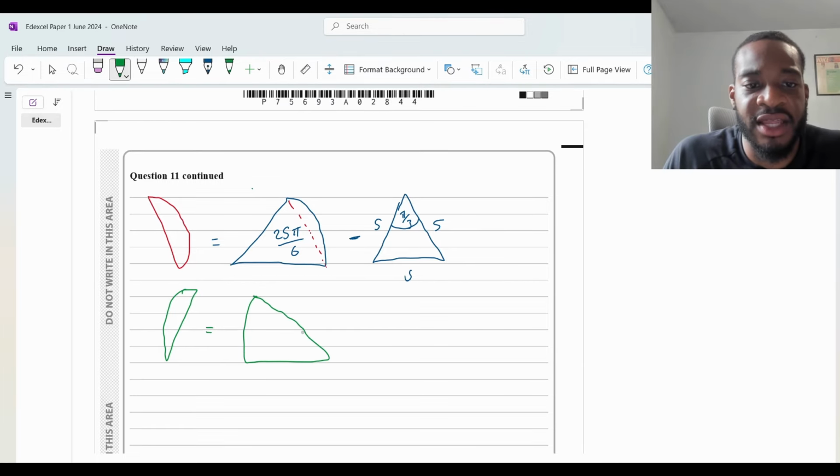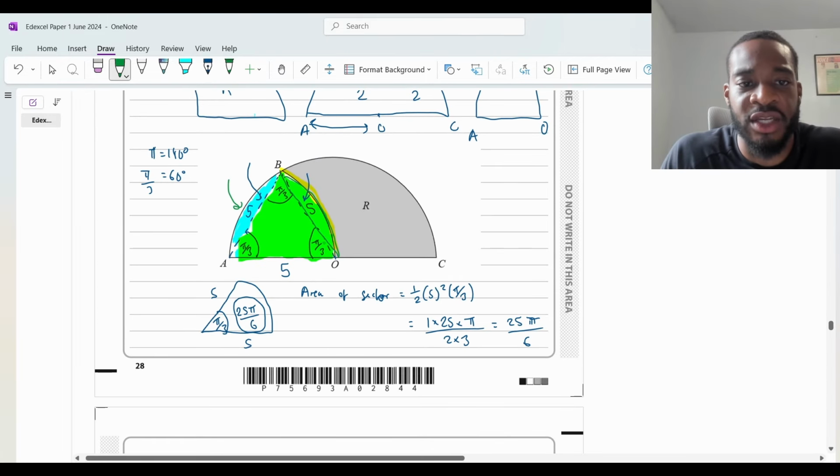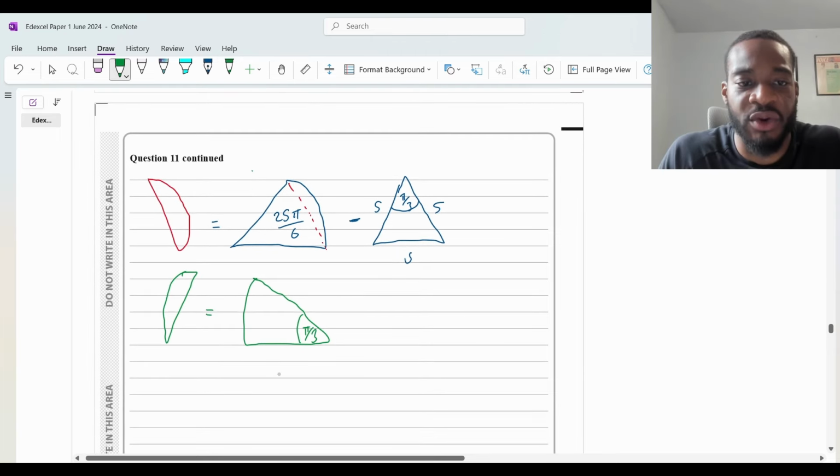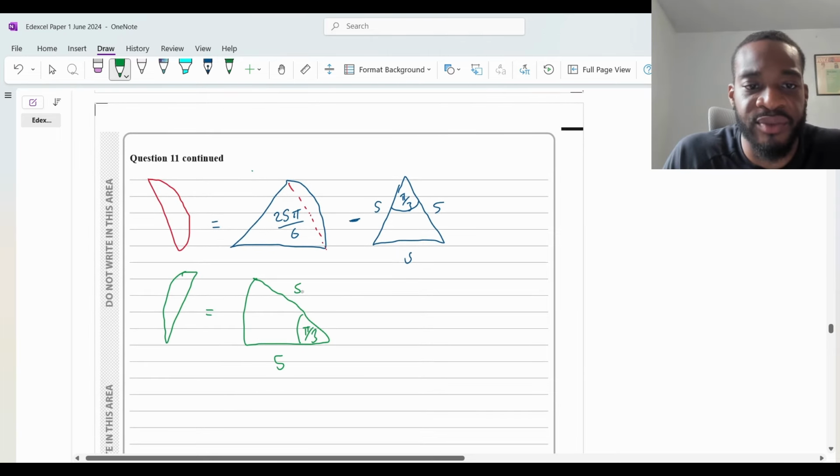Remember, that angle is still pi over 3, right? Because it's that one in the triangle. That is a 5, that is a 5. So it's the exact same thing, okay? Just in case it wasn't clear. And then we're taking away that triangle.